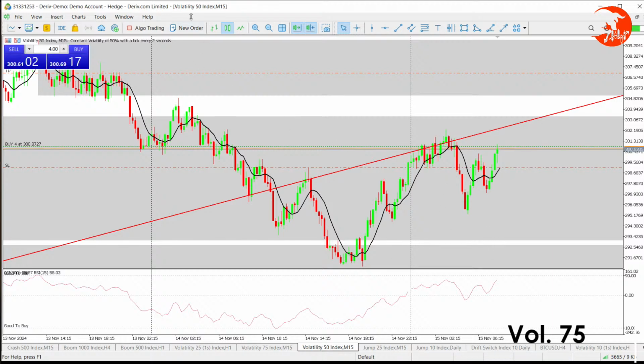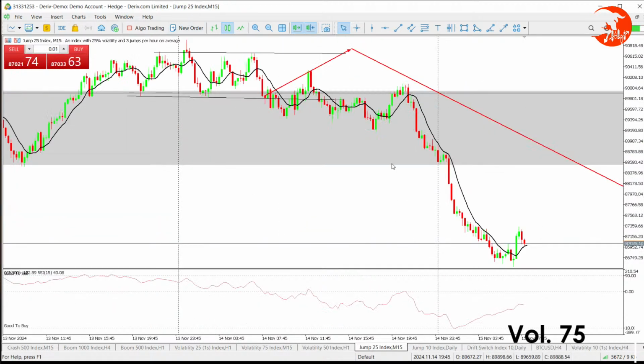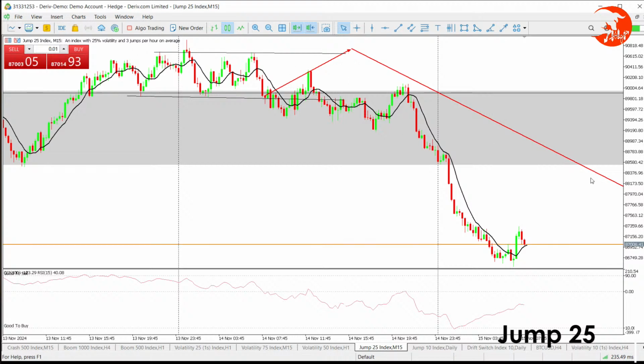So I'll leave it at H1, head over to Jump 25, and now change this. Oh, I've forgotten we were on V50, so this is Jump 25. On Jump 25, this was yesterday, yes, yesterday, it clearly blocked out there, and then immediately started to sell. We were looking for that kind of move.